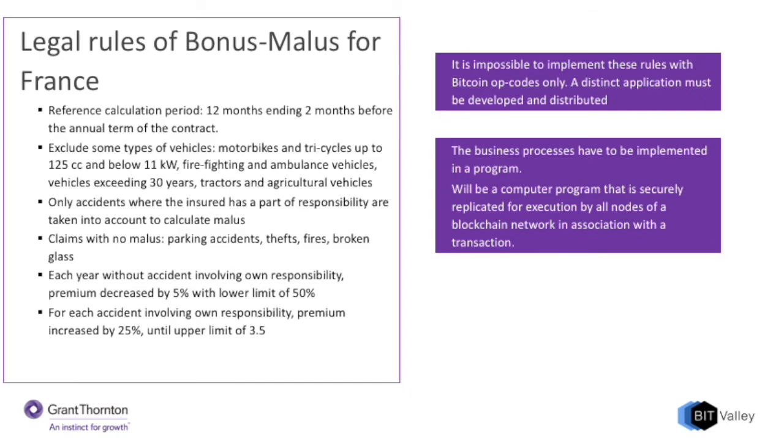Implementing these rules with Bitcoin opcodes only is impossible. A distinct application must be developed and distributed. This application is called dApp, a computer program that is securely replicated for execution by all nodes of a blockchain network in association with a transaction. dApps, decentralized applications, are composed of a back-end and a front-end. The back-end code runs on a blockchain network, and the front-end can be anything: JavaScript, PHP, Python, etc.